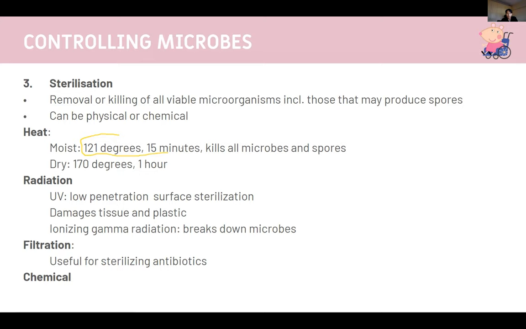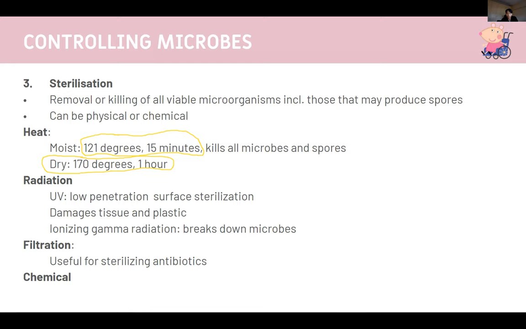And yeah, so like David circled, these are some pretty high yield values that they may test you on. So remember moist, 121 degrees, quarter of an hour. Now, if we use dry heat, that means we need a high temperature, 170 degrees and 1 hour. We can also have radiation, so UV. So UV is low penetration. So basically it only sterilizes the surface. And one downside is that it can damage tissue and plastic.